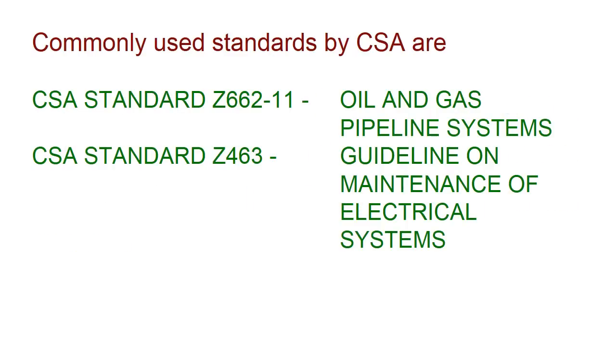Commonly used standards by CSA are CSA Standard Z662-11, Oil and Gas Pipeline Systems, and CSA Standard Z463, Guideline on Maintenance of Electrical Systems.